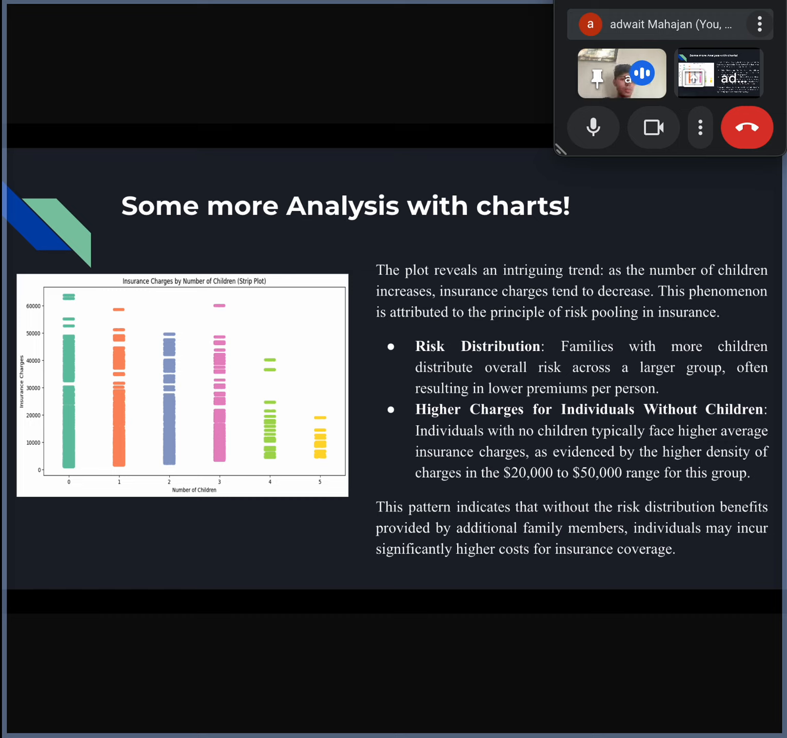This requires some domain knowledge, but risk distribution is simply that families with more children distribute the overall risk to a larger group, and thus often result in lower premiums per person. You can also see that a person with no children will have to pay a lot higher premium as compared to the ones with a higher number of children. You can see that the density for 20,000 till 50,000 is very high as compared to those with 5 children. This pattern indicates that without the risk distribution benefits provided by additional family members, individuals may incur significantly higher costs for insurance coverage.